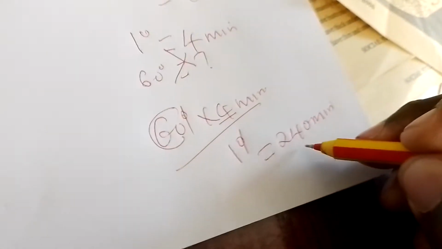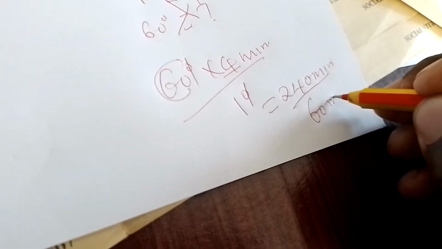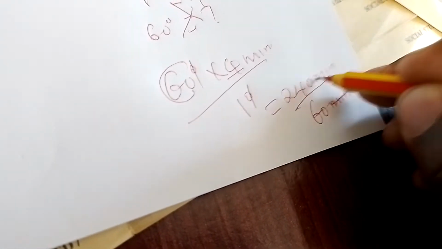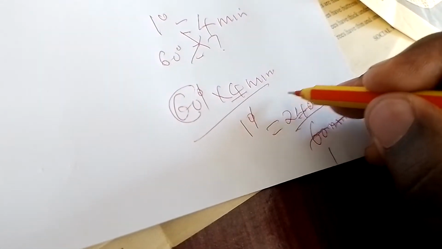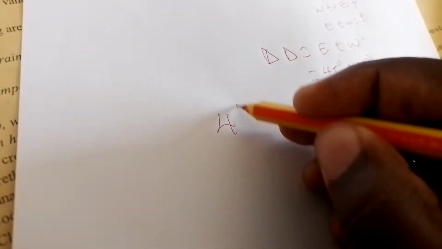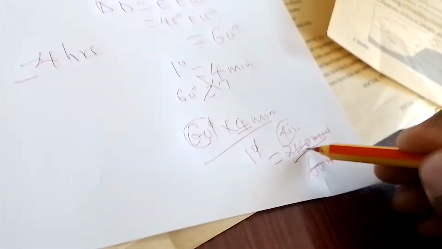I want to convert into hours, so I divide by 60 minutes. The minutes cancel. So 60 into 240 is 4 times. So I've converted 240 minutes divided by 60, and the answer here is 4 hours.